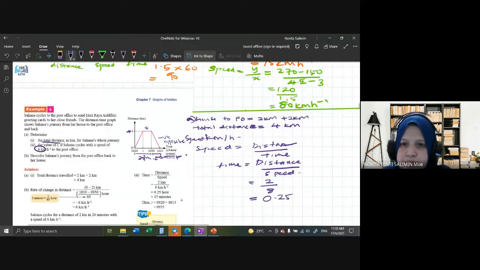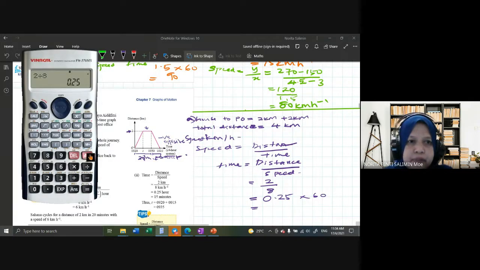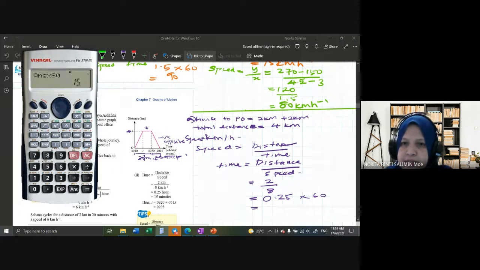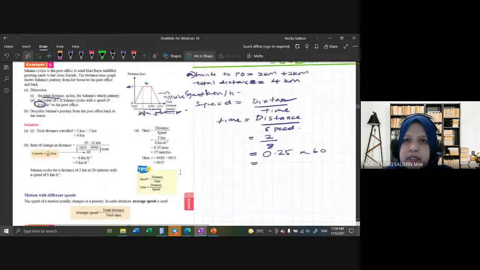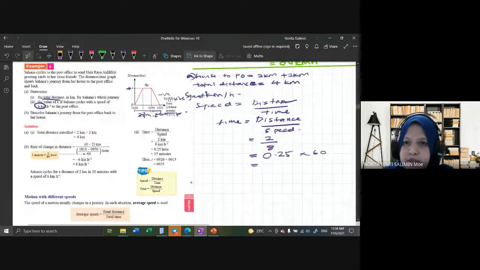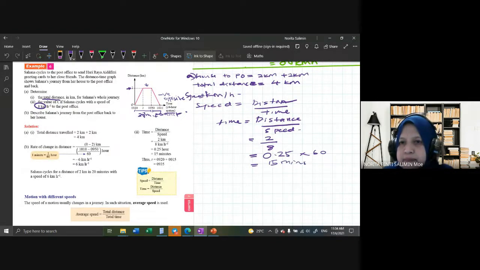0.25 hours. Okay. So 0.25 ni how many minutes? 0.25 multiple by 60 lah, darab dengan 60. Sebab 1 jam 60 minit adalah 15 minit. So dengan kelajuan dia 8 km, dia boleh sampai ke pejabat pos selama 15 minit.